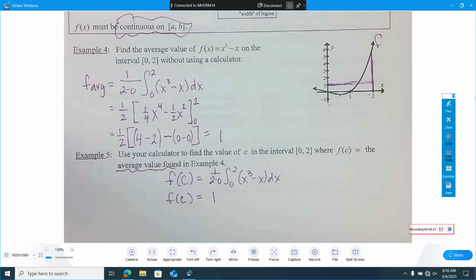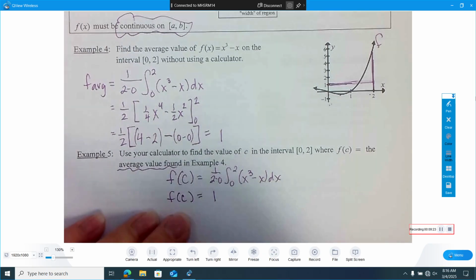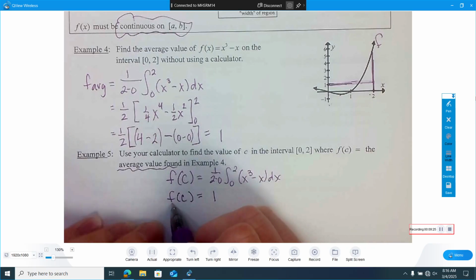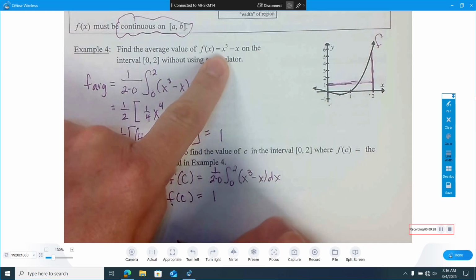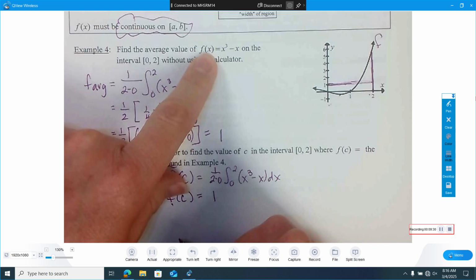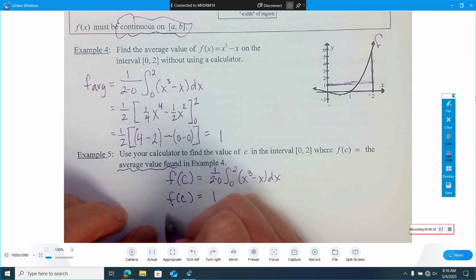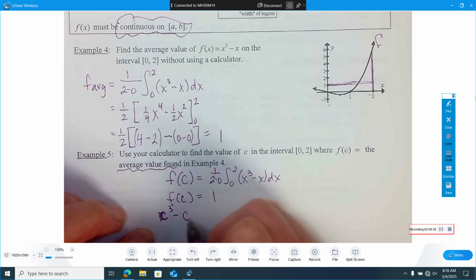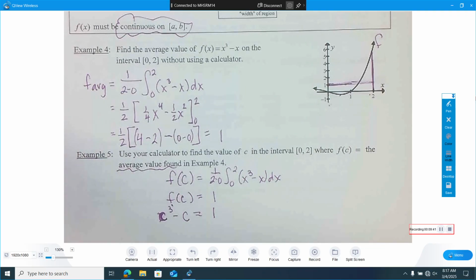What does f of c mean? Well, all it's doing is saying, hey, take your function, which is x cubed minus x, and replace the x with c's. Well, okay, I can do that, I suppose. So we really have, not x, but c cubed minus c equals 1. That's really what it's asking. Go ahead and use a calculator to solve this equation. Well, how do we solve an equation like that using your calculator?